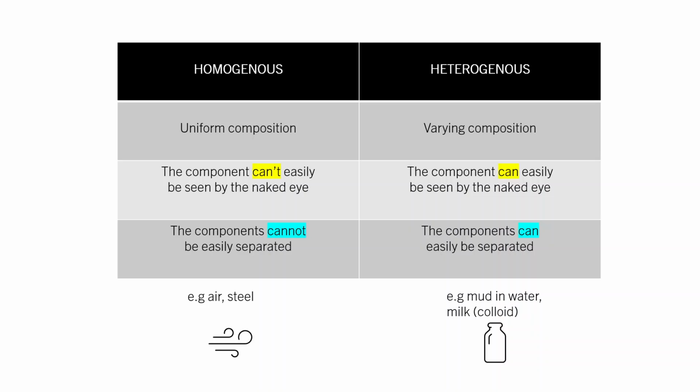But there are a few processes that these things can undergo to regain the anhydrous sugar or the dried out sugar. Okay? The heterogeneous mixture, they can be easily separated. So you just strain the mud out of the water, and you will have the mud and the water separated again. So an example of homogeneous would be air. You can't see the difference between the oxygen and the carbon dioxide in the air. It's just there. And steel. A heterogeneous mixture, mud in water, and milk because it's a colloid. Alright?